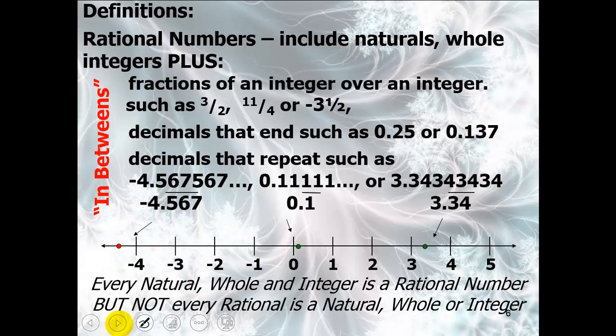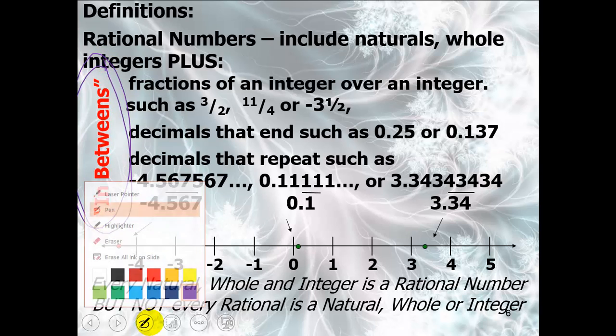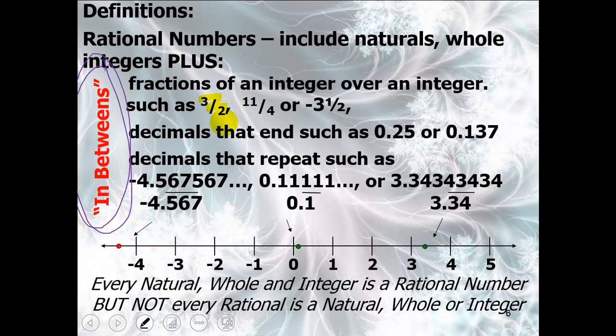The next type of number that we can classify are rational numbers. Rational numbers include naturals, wholes, integers, plus they also have what I call the in-between numbers. Fractions. Fractions that are an integer over an integer, such as 3/2, 11/4, negative 3.5, because that's the equivalent of negative 7/2.